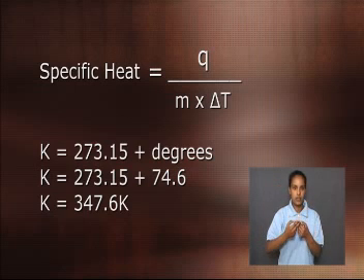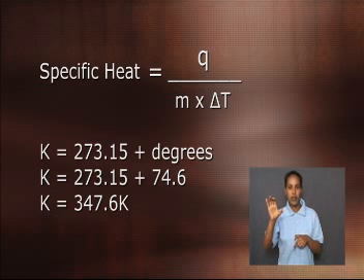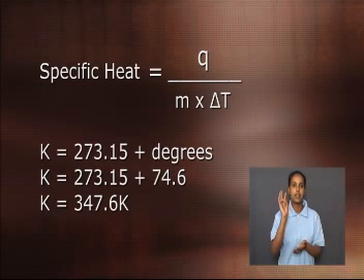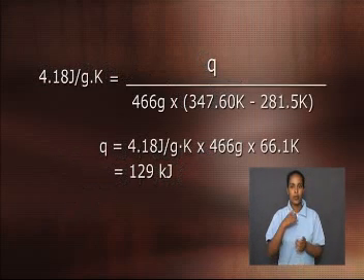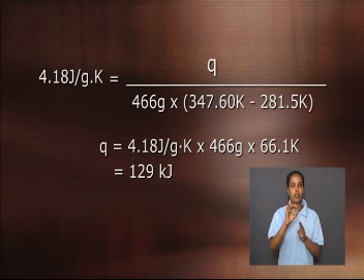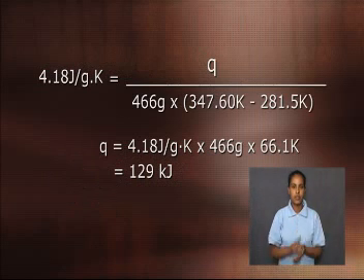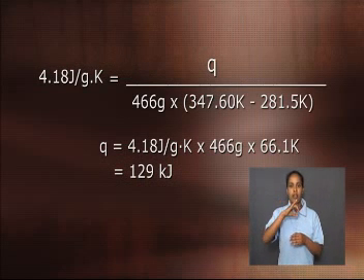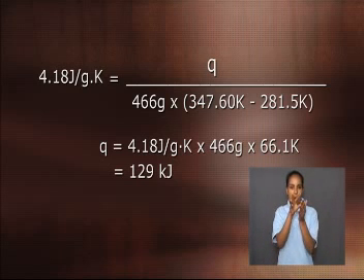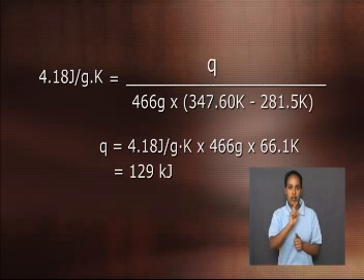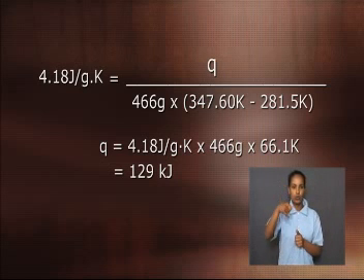The specific heat is equal to the quantity of heat transferred divided by 466 grams times, open bracket, 347.60 Kelvin minus 281.5 Kelvin, close bracket. We can rearrange the equation to find the quantity of heat transferred. Thus, the specific heat times the amount of water times the temperature change equals the amount of heat that the water absorbed, which is 129 kilojoules.